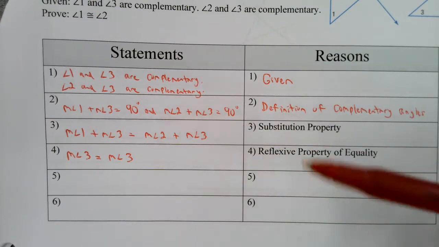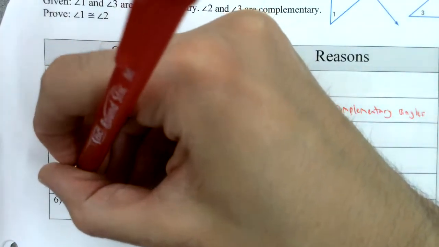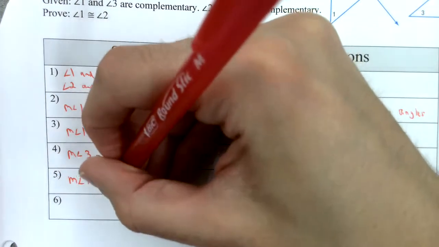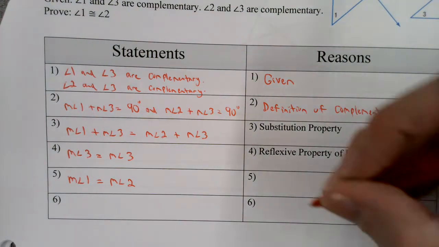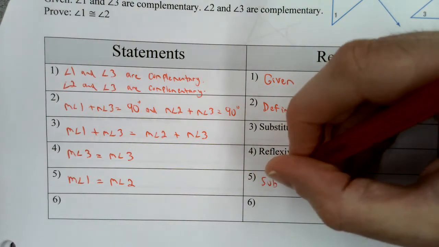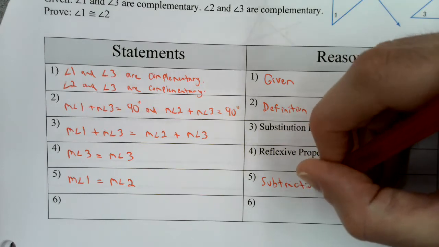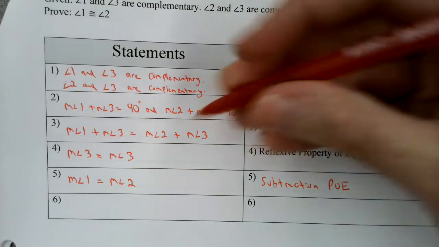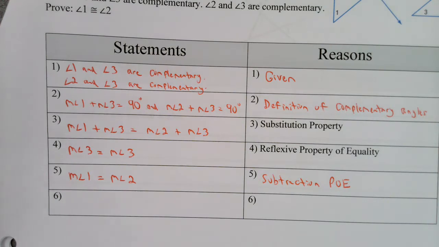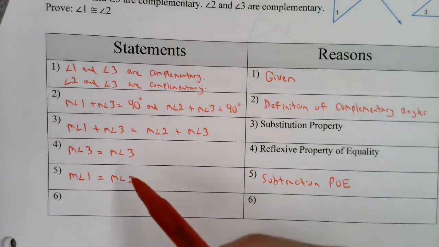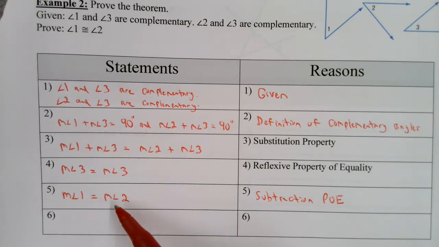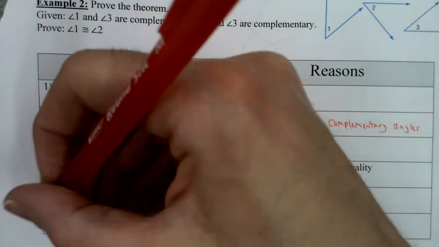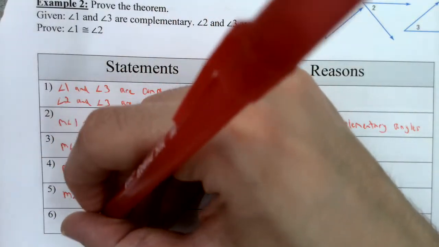Now we're going to use the subtraction property of equality, and I'm going to say that the measure of angle 1 equals the measure of angle 2 because I'm subtracting 3 on each side from step 3. So that's called the subtraction property of equality. Some textbooks will require you to do step 4, and some won't, so I included it here because sometimes your textbook does. But now, since I have that the measures of the angles are equal, I can say that angle 1 is congruent to angle 2.